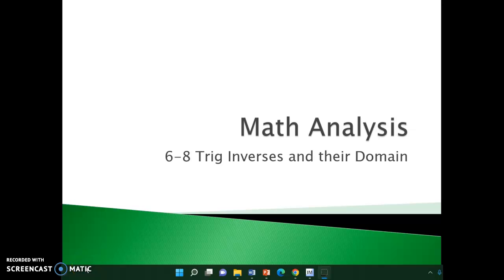All right, so we're going to talk about section 6-8, but we're just going to take a little tiny piece out of it and talk about just trig inverses and their domain so that we can figure out how to evaluate expressions saying things like inverse cosine of a particular number.